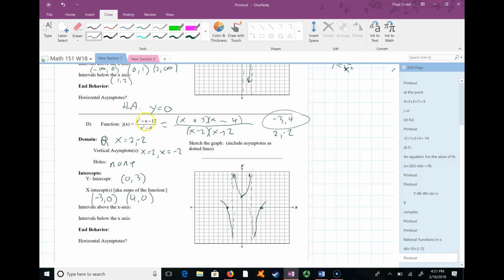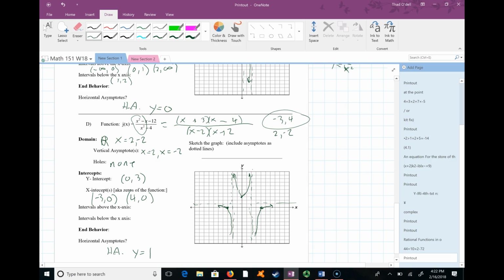And looks like the end behavior, we got degree on top and bottom are the same, so we look at the ratio of leading coefficients. So there's going to be a horizontal asymptote at y equals 1, because we're looking at just these guys here. So I made that a little bit too high there, got carried away. There we go.